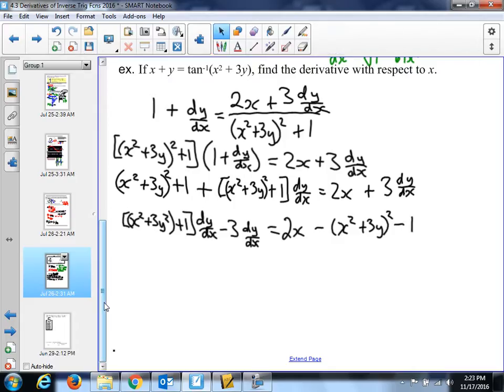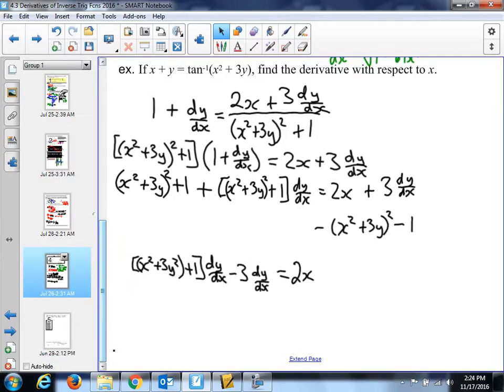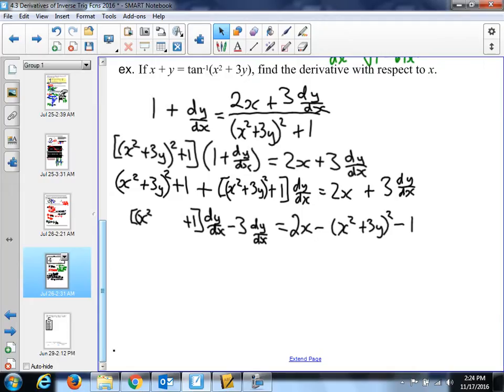I'll pause for a second. Yeah, where did I make a mistake? You put the exponent 2 next to the 3y, and it should be outside the bracket. You're right. See? I knew I made a mistake. I'm careless when I'm talking. Thank you very much.